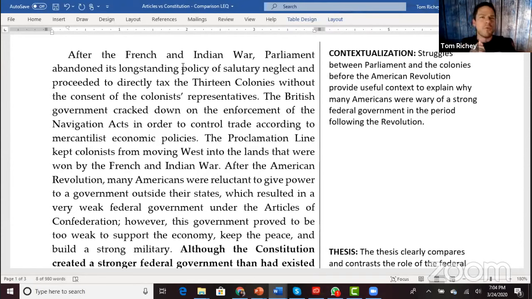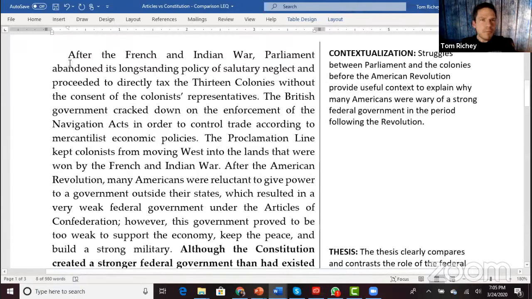So after the French and Indian War, Parliament abandoned its long-standing policy of salutary neglect and proceeded to directly tax the 13 colonies without the consent of the colonists' representatives. The British government cracked down on the enforcement of the Navigation Acts in order to control trade according to mercantilist economic policies. The proclamation line kept colonists from moving west into the lands that were won in the French and Indian War. After the American Revolution, many Americans were reluctant to give power to a government outside their states, which resulted in a very weak federal government under the Articles of Confederation. However, this government proved to be too weak to support the economy, keep the peace, and build a strong military.